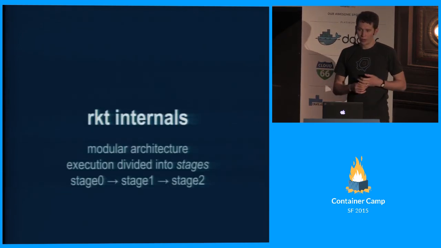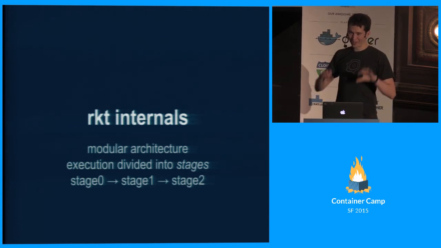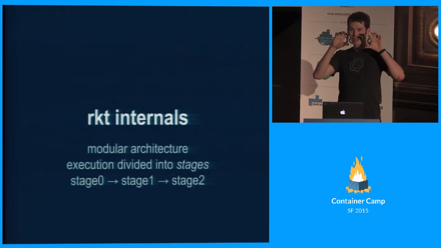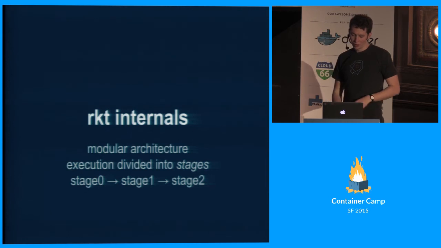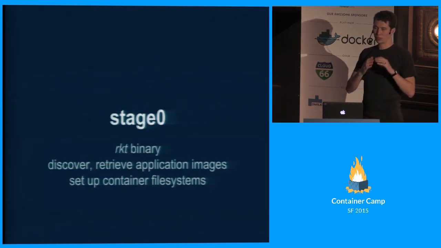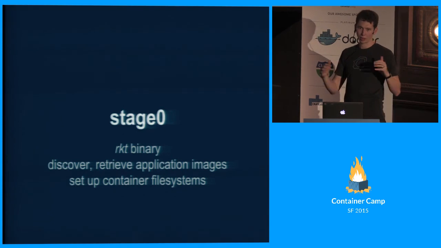Okay, so taking the whole Rocket theme, we have a modular set of discrete stages that happen inside of a Rocket execution. So we have stage 0, which is where a majority of the Go code is. And that is the downloading, discovery, unpacking, setting up of file systems.